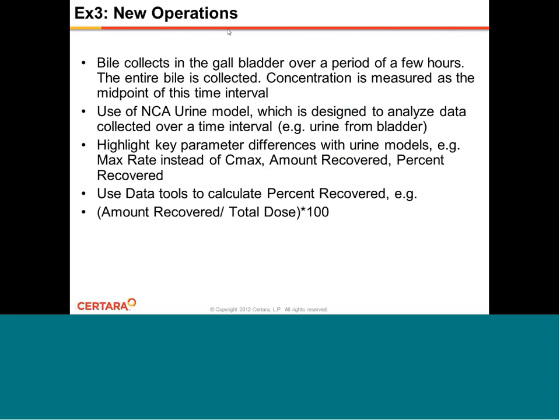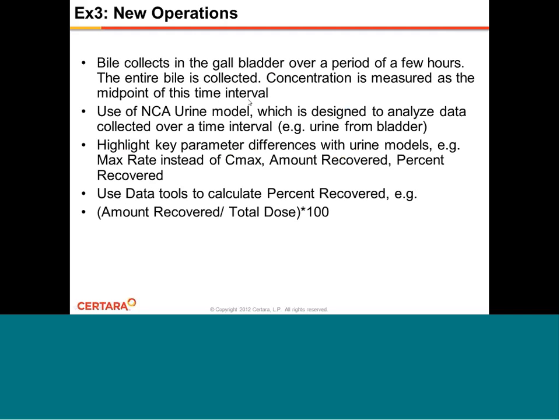So the time concentration tables can be constructed easily using the same methods shown in example 1. What's new about this example? Well, in this example, bile collects in the gallbladder over a period of a few hours, and then the entire bile is collected. The concentration is measured as the midpoint of this time interval. So rather than getting a discrete measurement directly from blood plasma, the midpoint of that collection interval can be used to perform non-compartmental analysis.